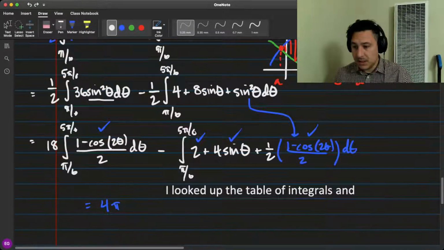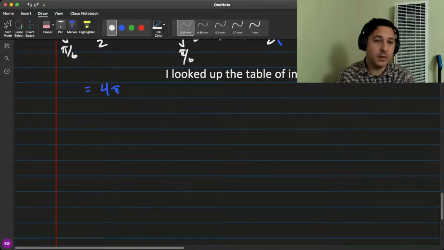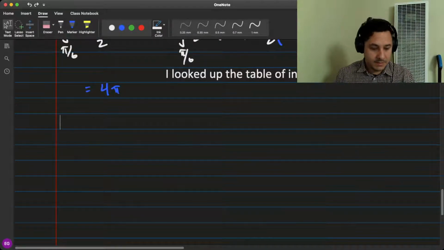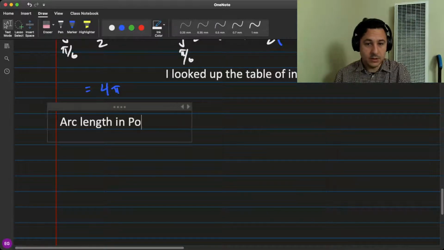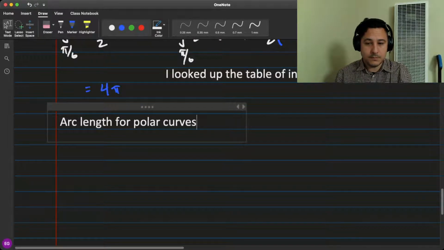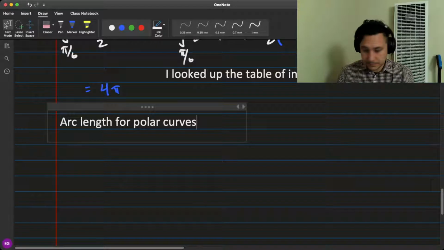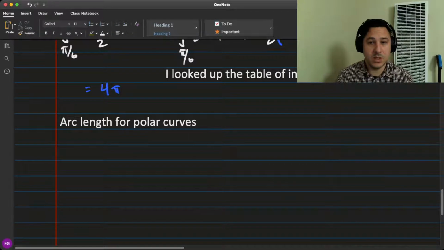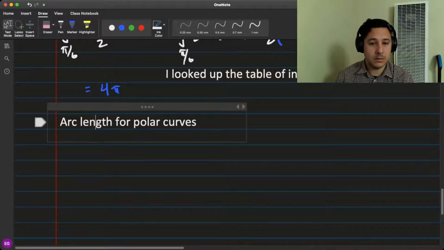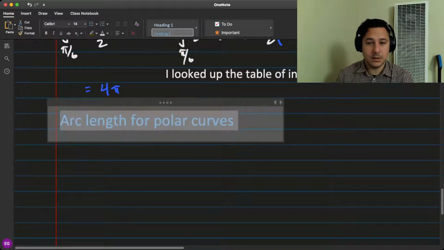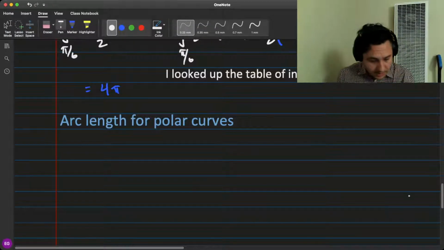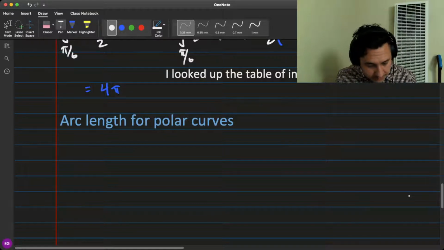So we've talked about finding area with integrals for polar coordinates. Let's now talk about finding arc length in polar coordinates. Let's change the heading. Let's spend a little bit of time deriving the formula.